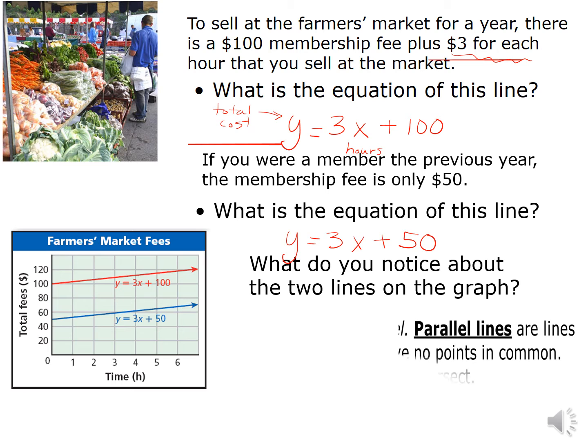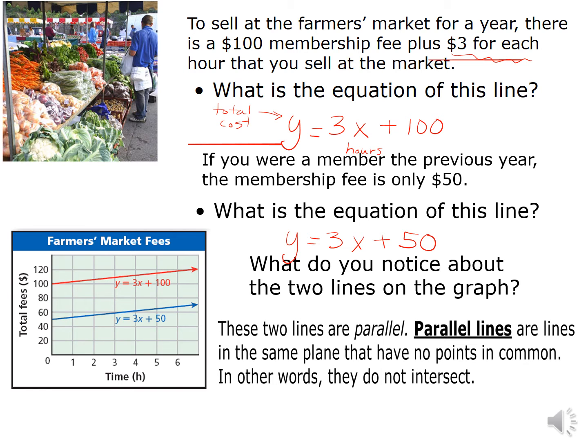So hopefully what you noticed is that these two lines are parallel. And if we wanted to show that, we would put a little symbol like that. That would show that they are parallel. They are in the same plane. They have no points in common. In other words, they do not and will not ever intersect.